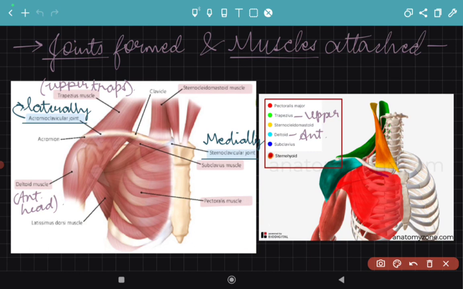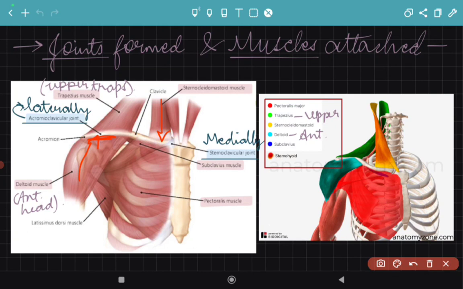Let's have a look at the attachments of muscles at the clavicle. Upper trapezius attaching at the lateral end of clavicle at the posterior aspect or posterior border. Anterior fibers of deltoid attaching at the lateral end of clavicle at the anterior aspect or anterior border of the clavicle.